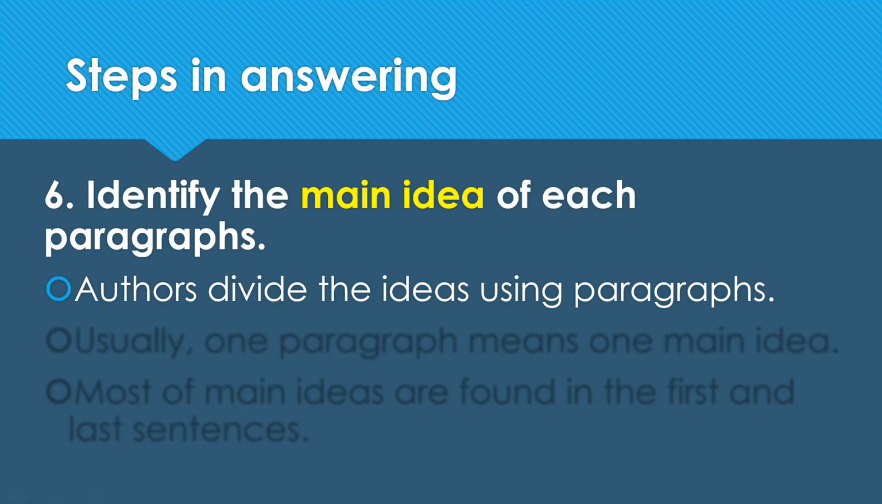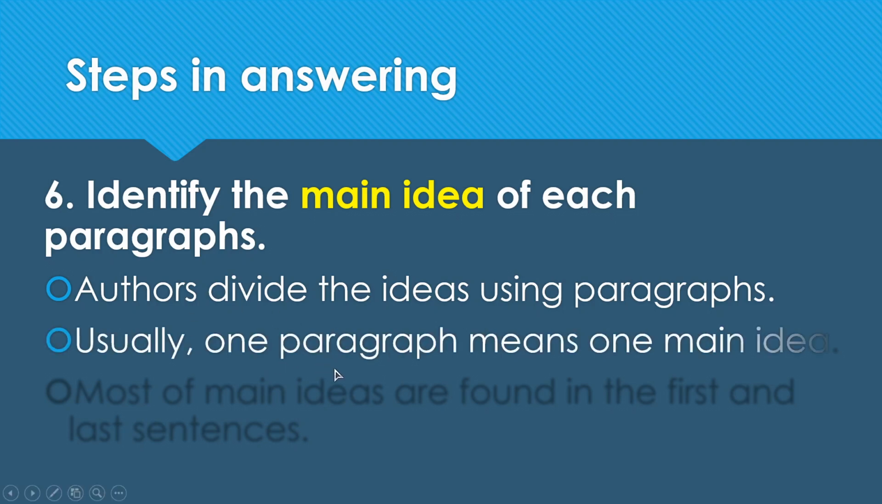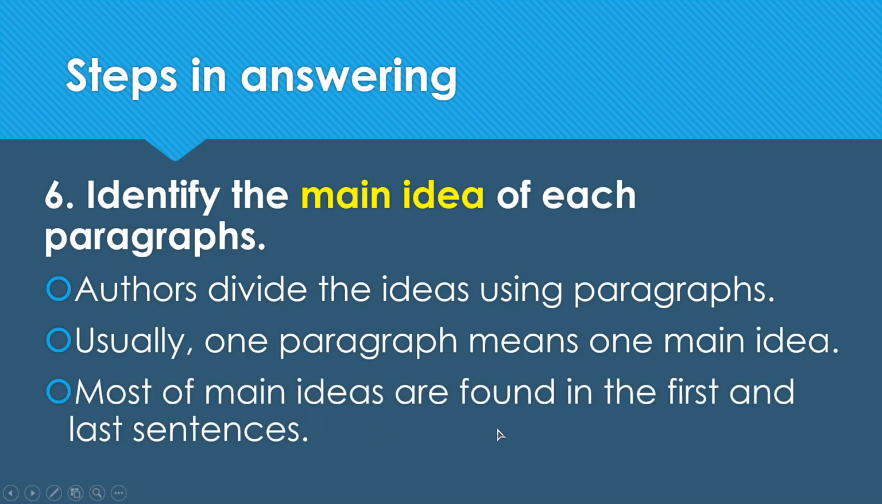So they write the first paragraph, that's one idea. Second paragraph, that's another idea. Third paragraph, that's another idea. Okay? So usually, one paragraph means one main idea. Now, where do we find the main ideas in one paragraph? So most of main ideas are found in the first and last sentences. Okay, so I'm going to show you right now what it is.